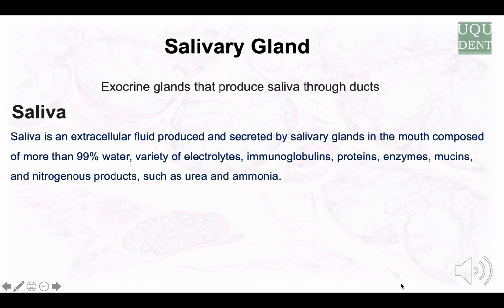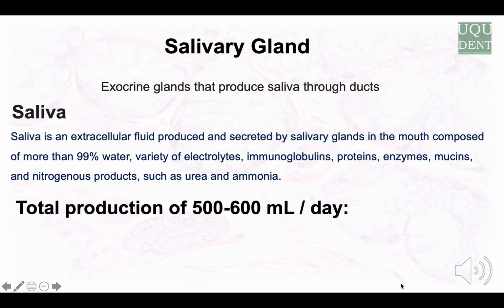About 99% of the saliva composition is water, and variety of electrolytes such as bicarbonate, calcium, phosphate. And also it contains immunoglobulins, proteins, enzymes, mucin, and nitrogenous products such as urea and ammonia. The total production of the saliva per day is about 500 to 600 milliliter per day.